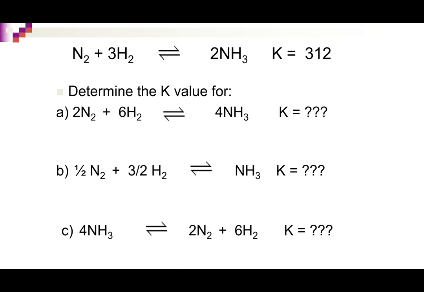Okay. So what I want you guys to do now is determine the K value for the following reactions. All of them are some sort of modification to this original reaction. So nitrogen reacts with oxygen to produce ammonia. And then we just manipulate that reaction 3 different ways. So determine the value for K for letters A, B, and C. I'm going to go ahead and pause the video, and then I'll do it in just a moment.